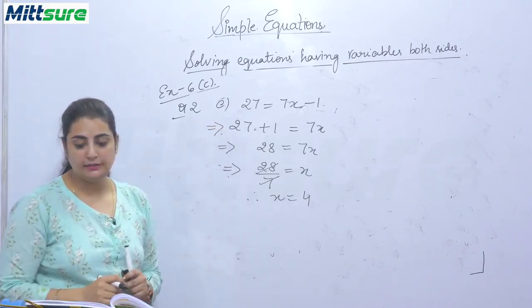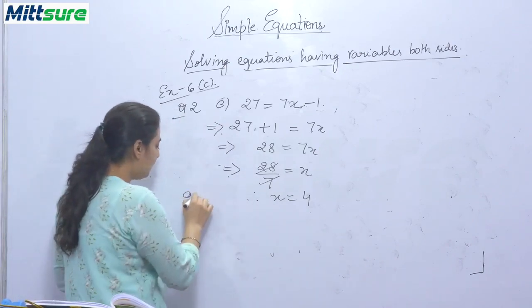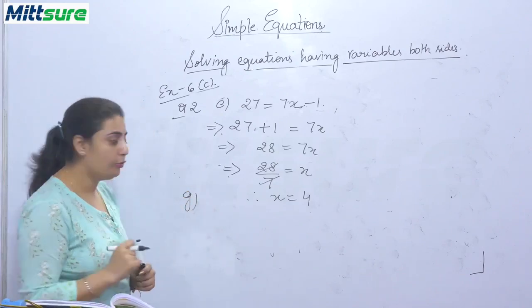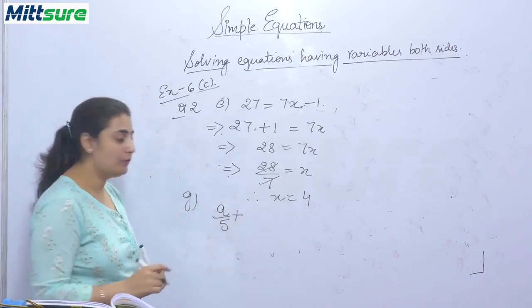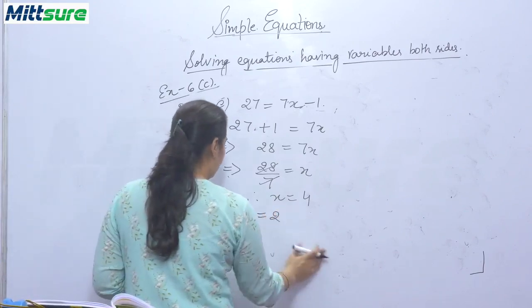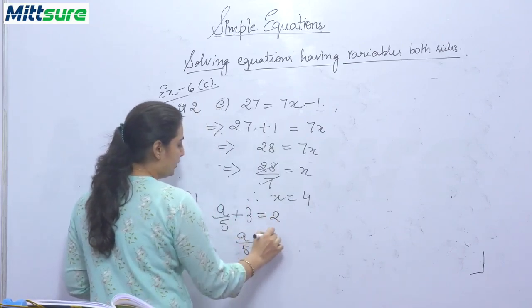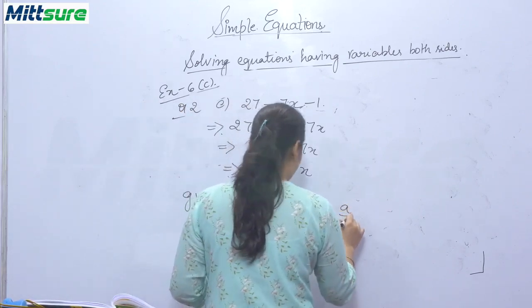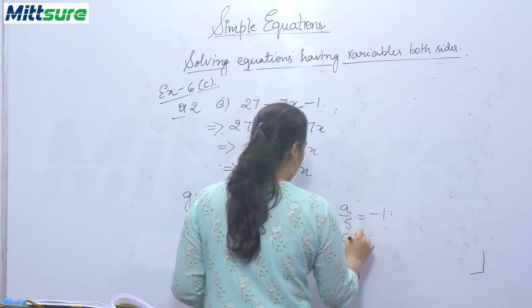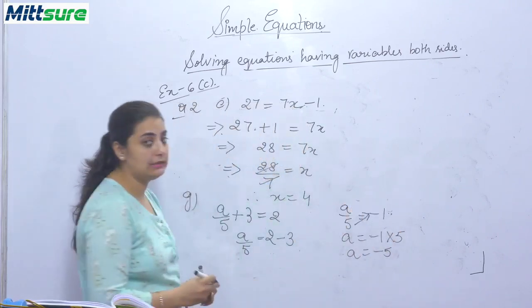Now, I will be taking the (g) part. In part (g), we have got a fraction. Then, how to solve that? a upon 5 plus 3 equals 2. Now, first I will take this constant term to the other side, minus 3. What you have got in the next step is a upon 5 equals minus 1. a is equal to minus 1 into 5. a is equal to minus 5. So, this will be cross multiplied and taken to that side.